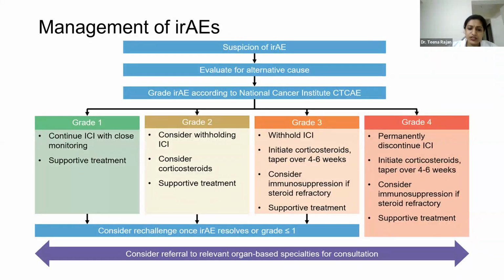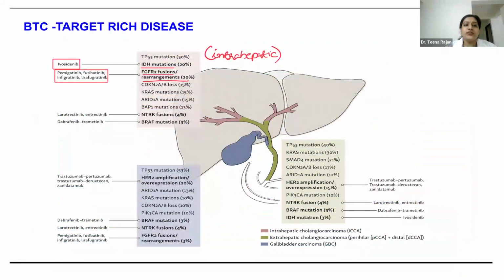And also, there is no option of decreasing the dose and giving or changing to an alternative immunocheckpoint inhibitor. And certain toxicities like neurotoxicity, even if it is grade 1 or 2, basically it should be permanently discontinued. Now, coming to the use of targeted therapy in biliary tract cancer, it is a target-rich disease because there are many mutations that are seen, particularly in intrahepatic tumors.